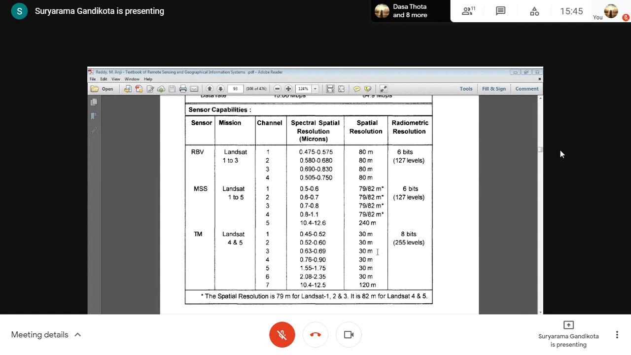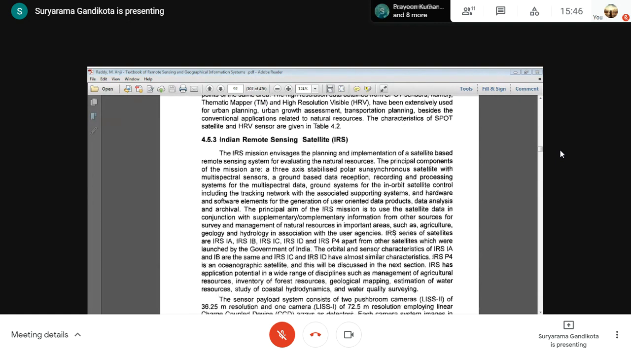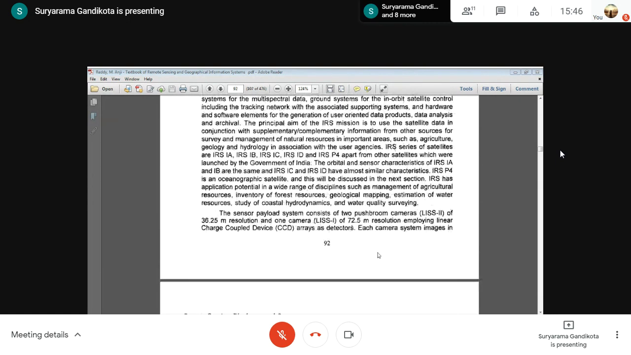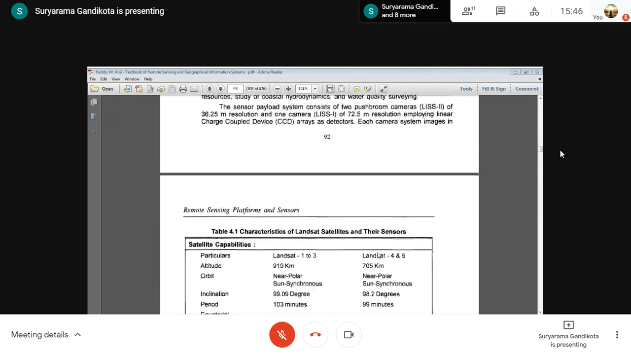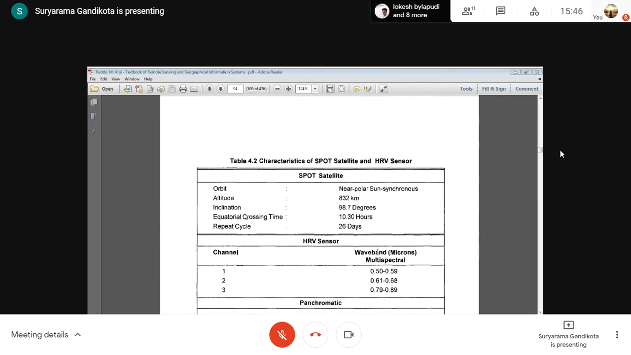Here the spectral resolution, spatial resolution and radiometric resolution are given in the table. These are the characteristics of the SPOT HRV sensor satellite sensors.